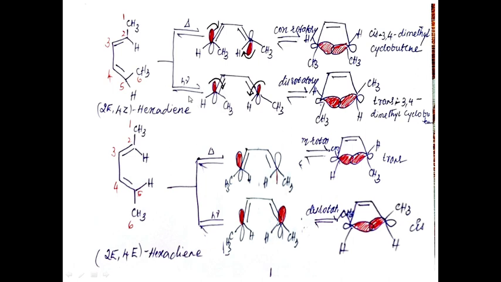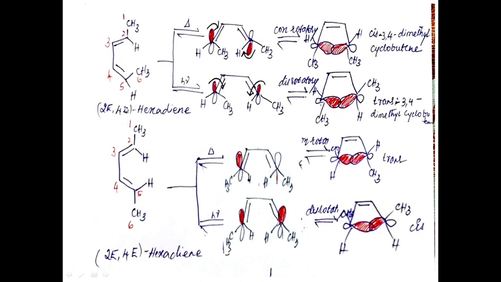Okay, let us consider this under photochemical condition. You have to rotate the lobes in opposite directions, which is disrotatory, giving rise to trans-3,4-dimethyl cyclobutene. See, while you push this side, CH3 comes down. While you push this in the opposite direction, CH3 is going to go up.